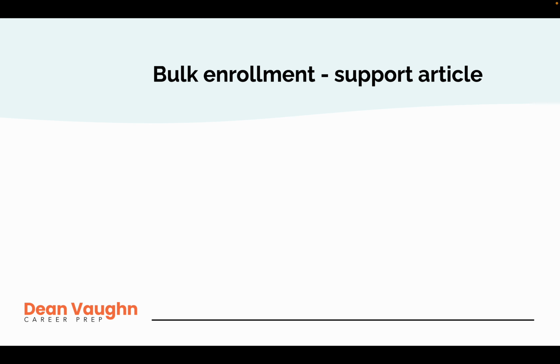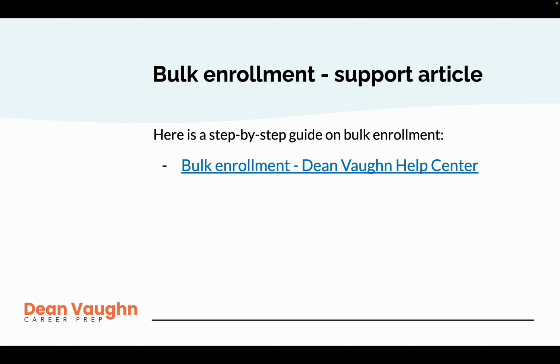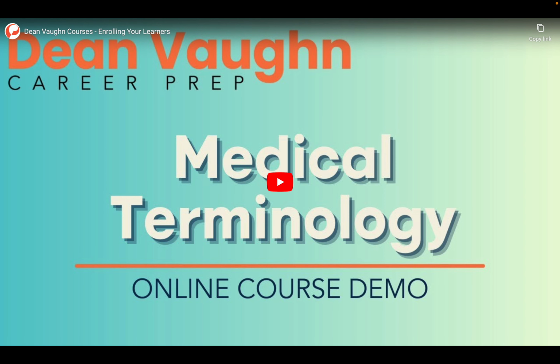Bulk enrollment is slightly more complicated, and it's usually a good idea if you need to enroll a larger student group. For example, if you need to enroll 50, 100, 300 students, it would take you a very long time to do it manually, so that's why we have a bulk enrollment option. You can find a step-by-step guide on bulk enrollment here on this link. And here we will go through a video that will briefly explain how you can fill out a bulk enrollment spreadsheet as an Excel file or a Google Sheet and then enroll your students.